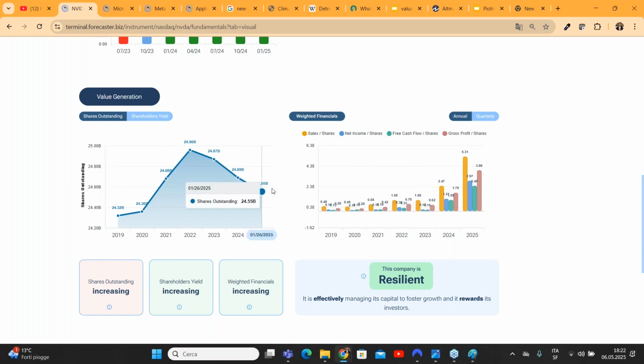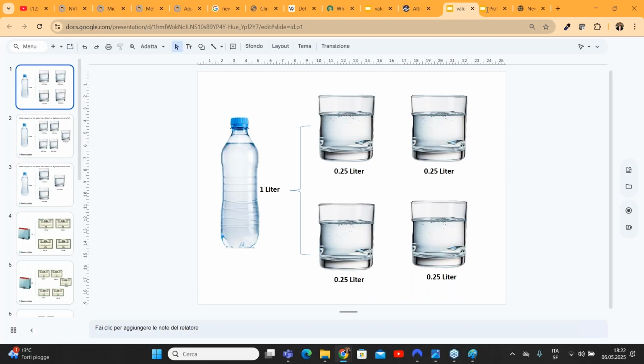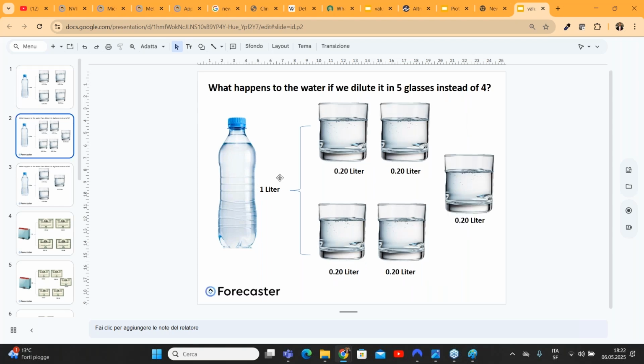Okay, I have a very quick example here to let you understand what share repurchasing is. For example, if we have a bottle of 1 liter of water and we divide this water in 4 glasses, we have, of course, 0.25 liter for every glass. If we take the same liter of water and we divide it in 5 glasses instead of 4, we have, of course, 0.20.